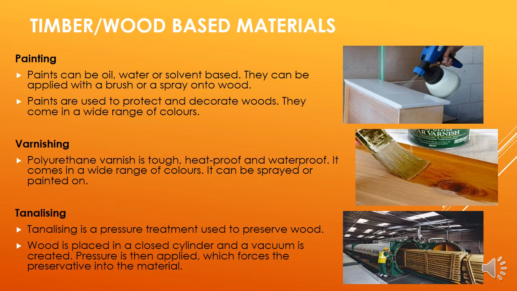So paints can be used. You can get oil-based paints, water or solvent, and they can be sprayed or brushed onto the wood, and you can get all kinds of different colours and effects. Varnishing is an amazing way of making something look smarter but also waterproof. You can get different coloured varnishes and they can be sprayed or painted on. Spraying is much quicker and it's used if you're trying to cover a huge surface area in industry.